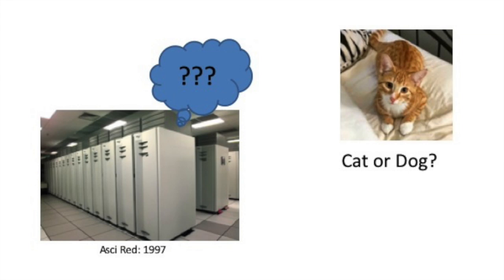Well, let's fast forward about 40 years. 1997, that computer there would take up the size of a tennis court. Cost about $55 million. And the smartest people in the world were trying to get this thing to be able to tell whether that is a cat or a dog. Suffice it to say, something was wrong.